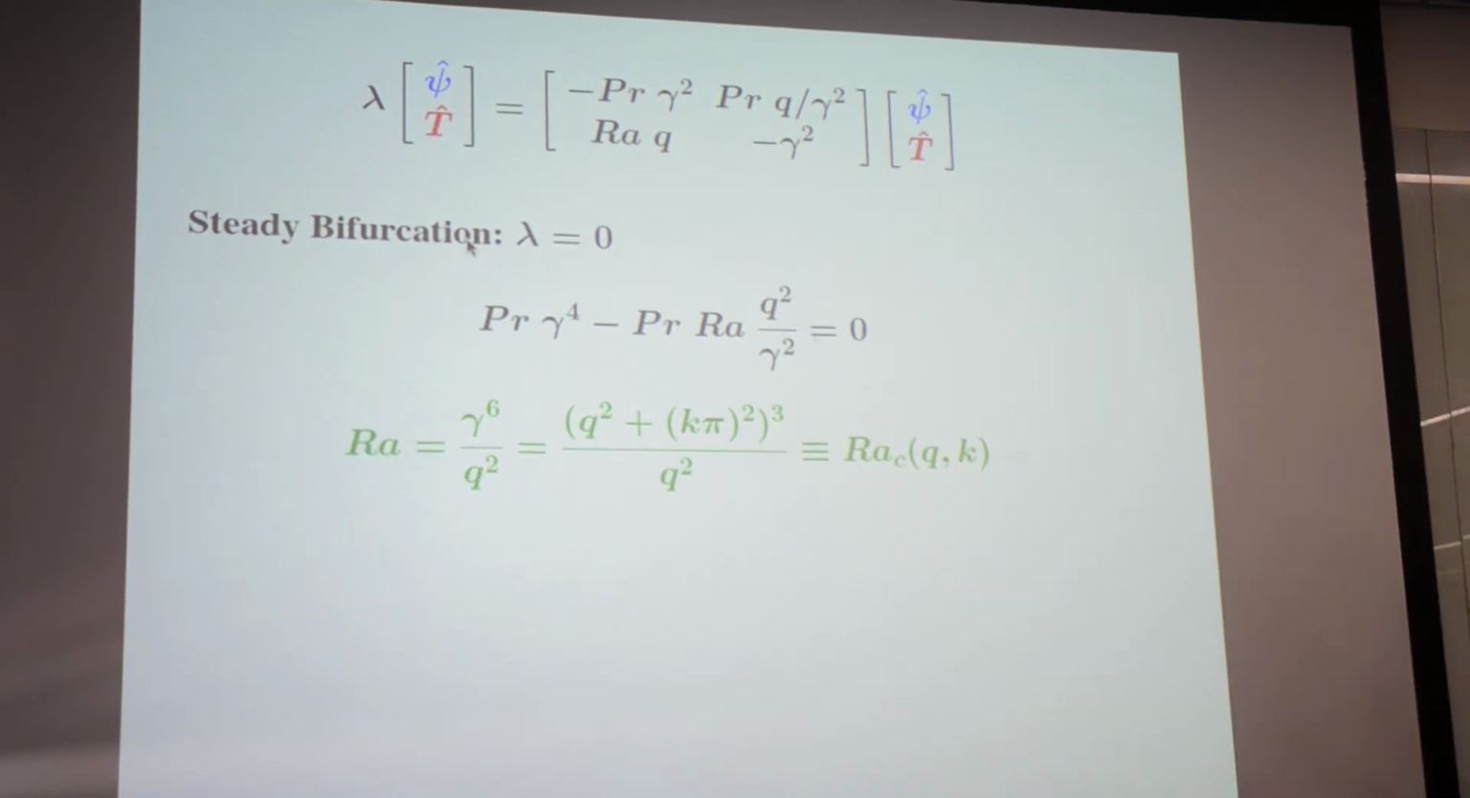So what does that mean? Back here, we discussed an infinite dimensional system with lots and lots of different eigenvalues.